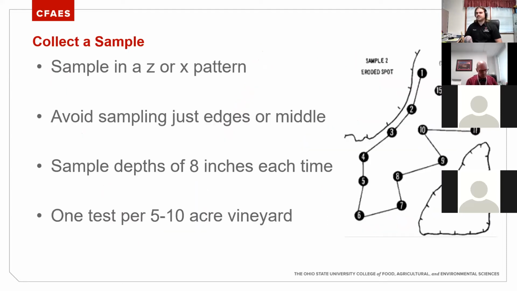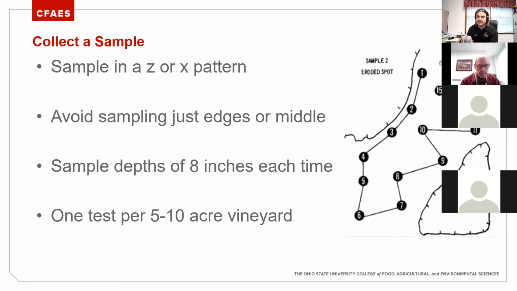All right. So when you actually collect your sample, we recommend going in an X or a Z pattern. Before you have any grapes planted, or before you have any infrastructure put up, it's a lot easier to go through and kind of go in a zigzag pattern. Avoid sampling just on the edges or just in the middle. You want to have a fair representation of the entire field.